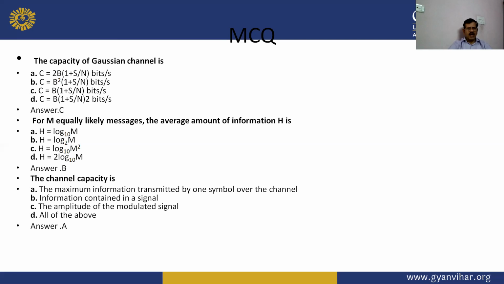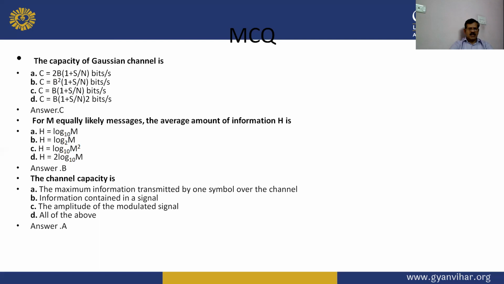Next, for equally likely messages, the average amount of information H is: option A, H equal to log base 10 of M; option B, H equal to log base 2 of M; option C, H equal to log base 10 of M squared; and option D, H equal to 2 log base 10 of M. So the correct answer here is option B, H equal to log base 2 of M. This is the information amount.